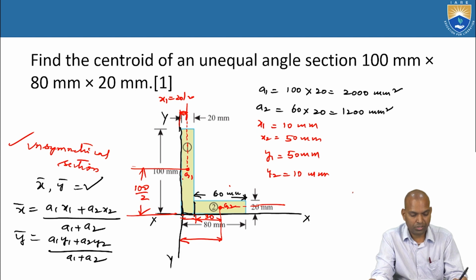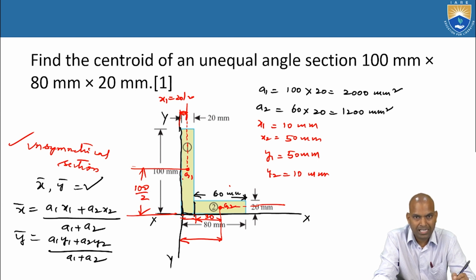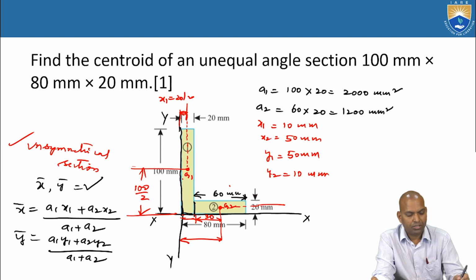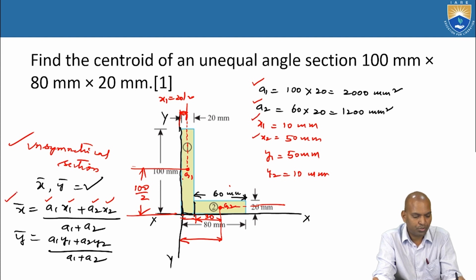Substitute these values. Now the centroid depends on the area of the geometry, and the distance from the reference centroidal points to the reference axis. So A1, x1, A2, x2 are all known here. Substitute them in the bar x expression, then you will get bar x.